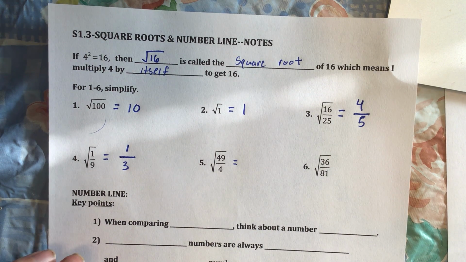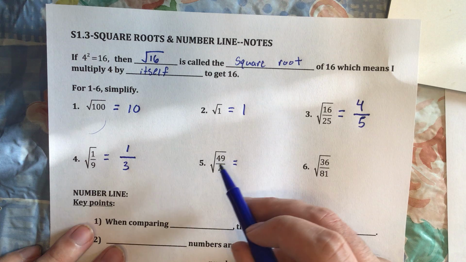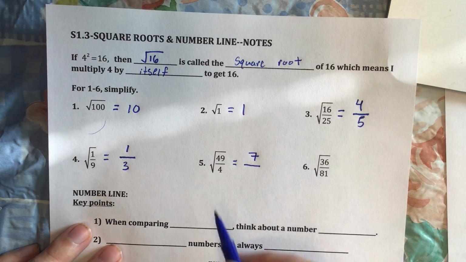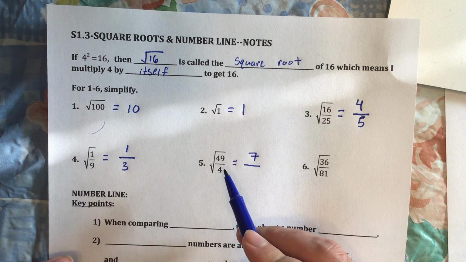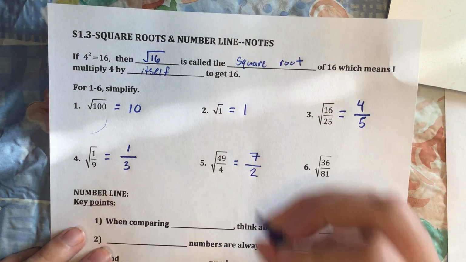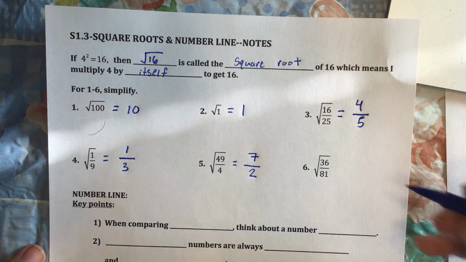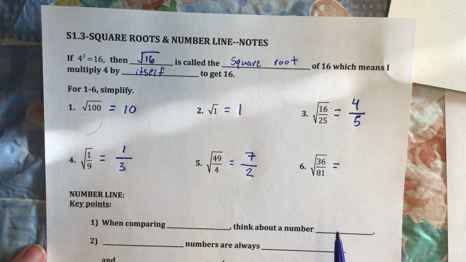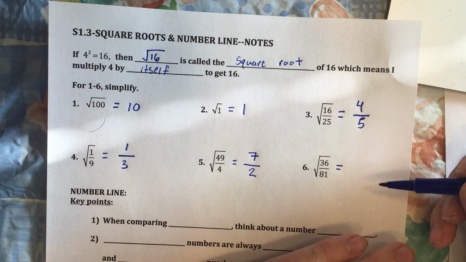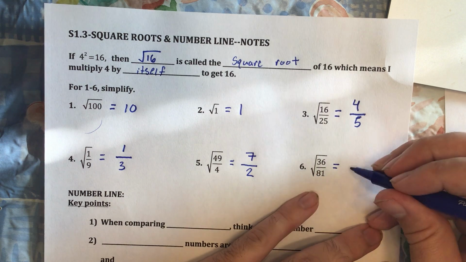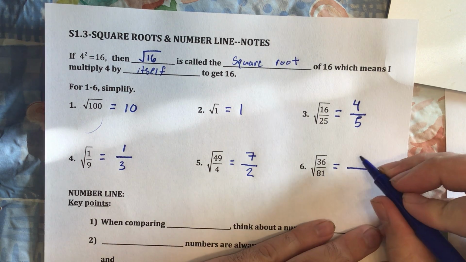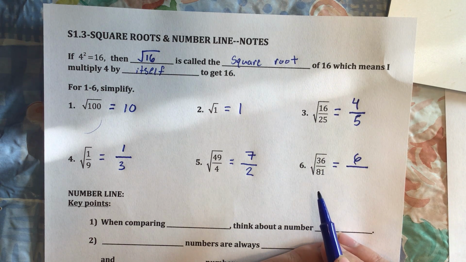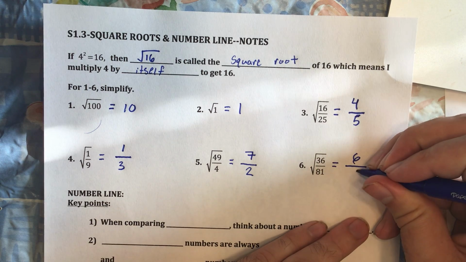49. I think that one is 7 times 7 is 49. So I've got my fraction bar. 7's on top. And 4, what times itself gives me 4? That's 2. 2 times 2 does. All right, the very last one here. Again, you can pause the video if you want to try to do it by yourself. But I believe that the square root of 36 should be 6. And then 81, we're getting up there. That should be 9 times 9 is 81.